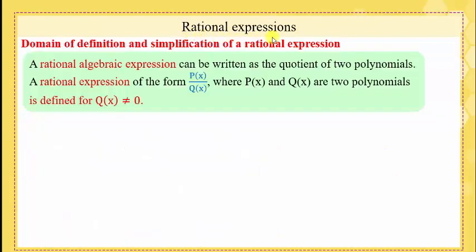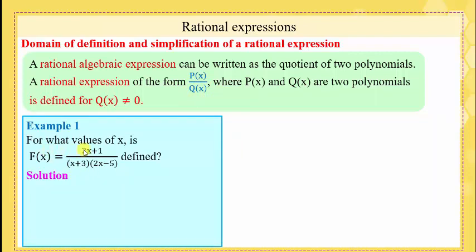Now, rational expressions. Domain of definition and simplification of a rational expression. A rational algebraic expression can be written as the quotient of two polynomials. A rational expression of the form p of x over q of x, where p of x and q of x are two polynomials, is defined for q of x different from 0. Since it is a fractional expression, the denominator must be different from 0.